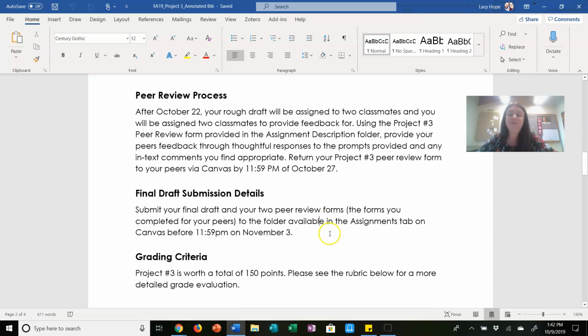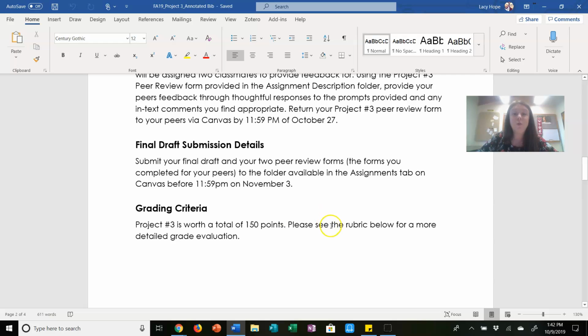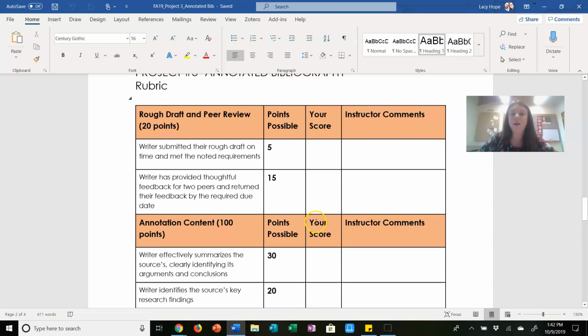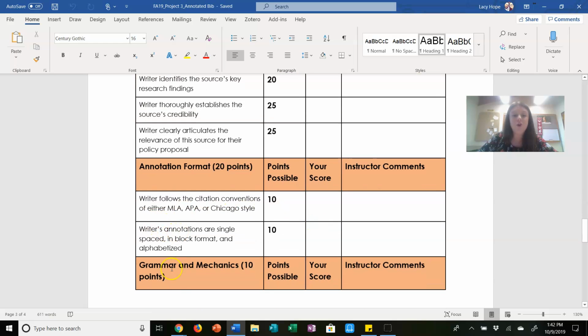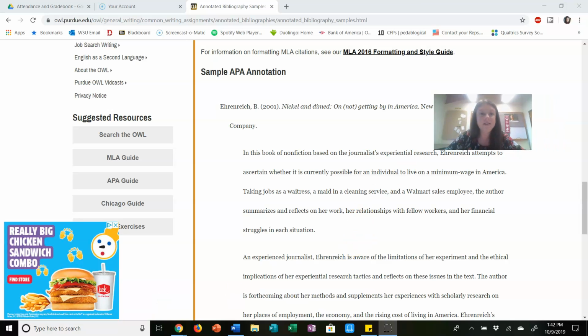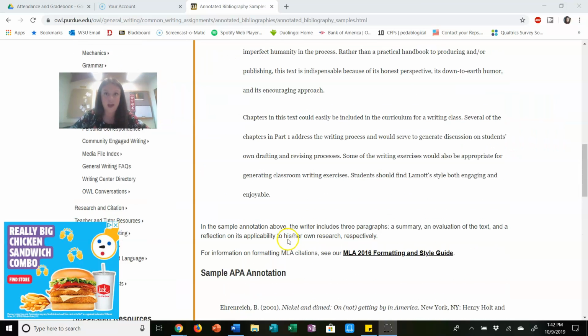Your final draft submission, and remember you're going to include the 2 peer review forms that you did for your peers, you'll submit to the appropriate assignment submission folder on Canvas before 11:59 p.m. on Sunday, November 3rd. This project is worth a total of 150 points, and you can find the detailed grading rubric here. So really quickly, let's take a look at what an annotated bibliography entry might look like.